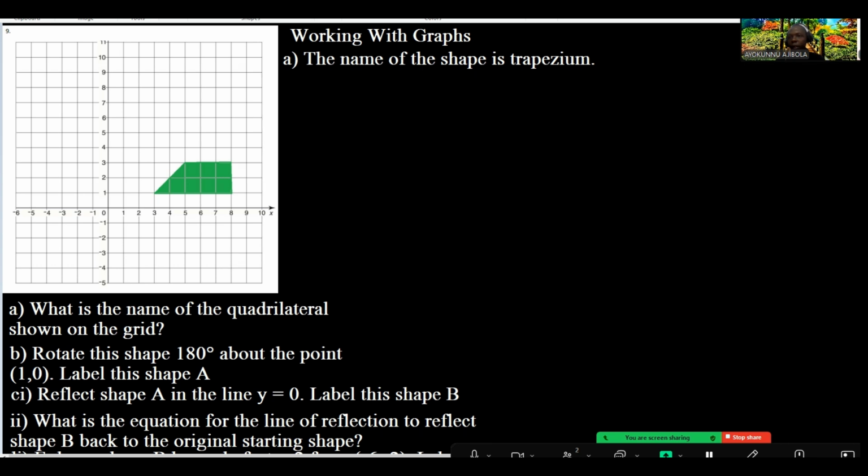So we've been given a point through which the shape must be rotated 180 degrees. Before I begin to do anything on this, I will explain the degrees we are told to. If this is a straight line, can you see the straight line?